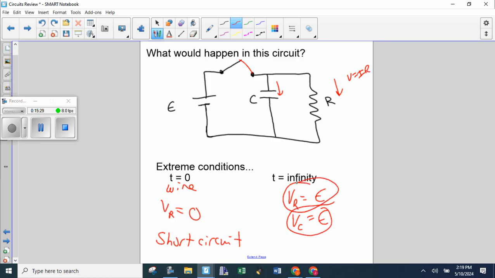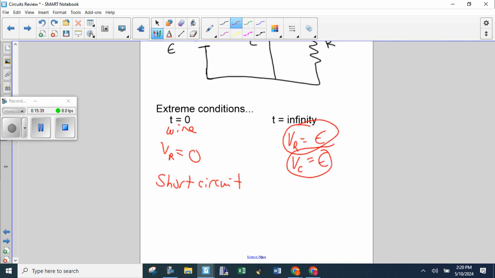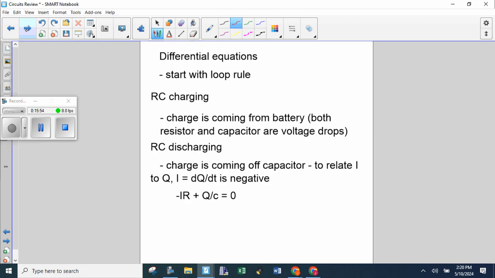But at t equals 0, when this was a short circuit and all the charges wanted to go onto the capacitor, nothing was going to the resistor, okay? And then we could also say the charge at t equals 0 was 0. The charge now is just C times epsilon, right? CV, we're charged up. Capacitance times voltage. Any questions there? All right. Differential equations, this is kind of the meat of the circuit stuff.